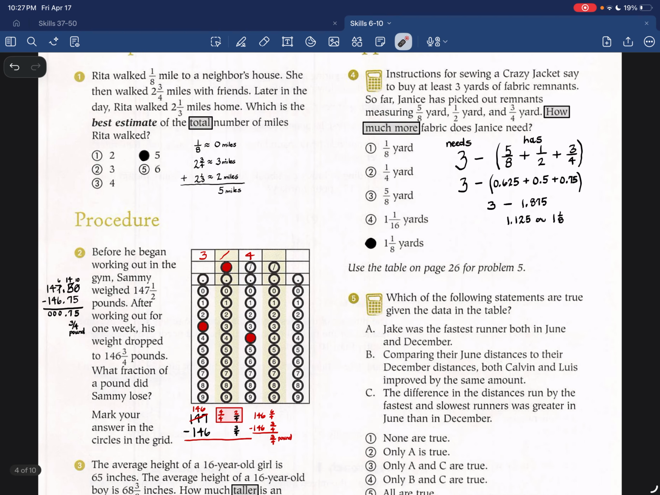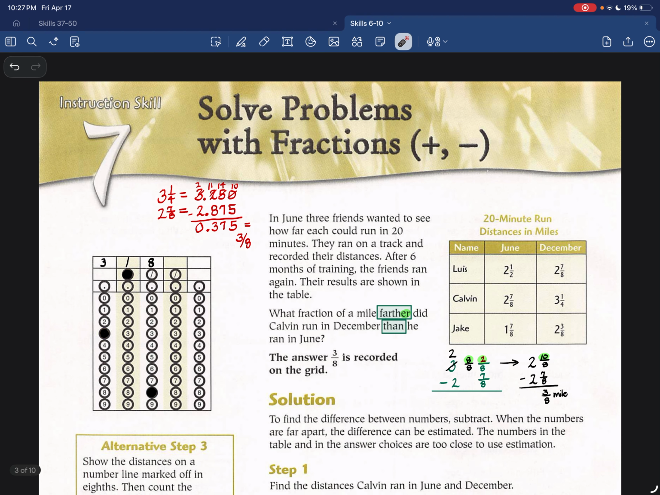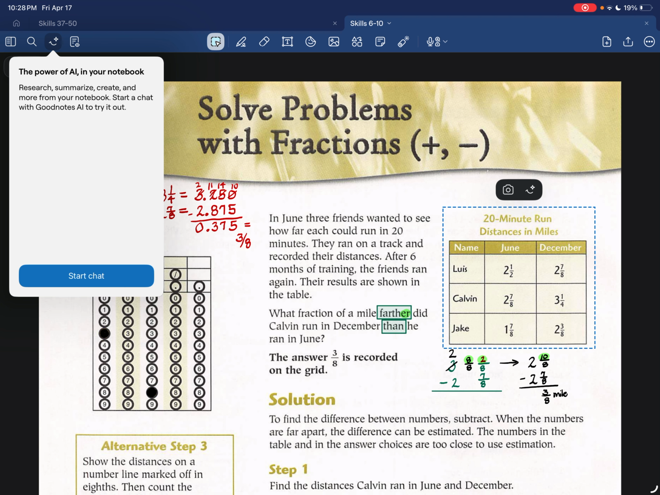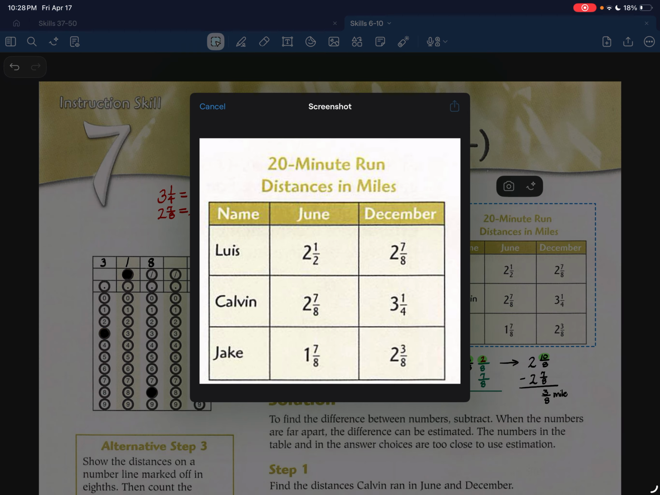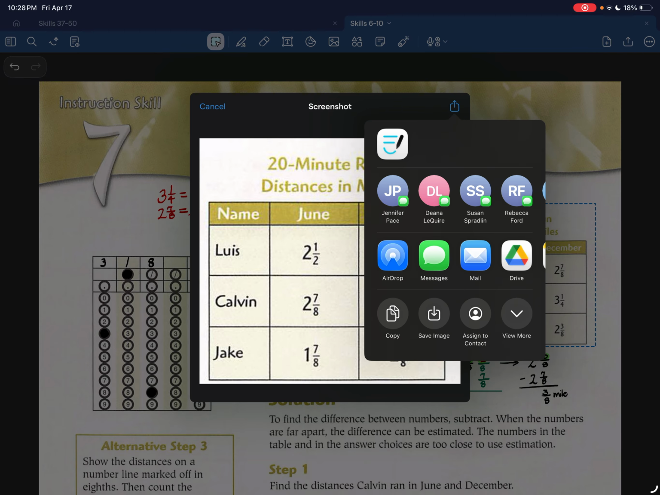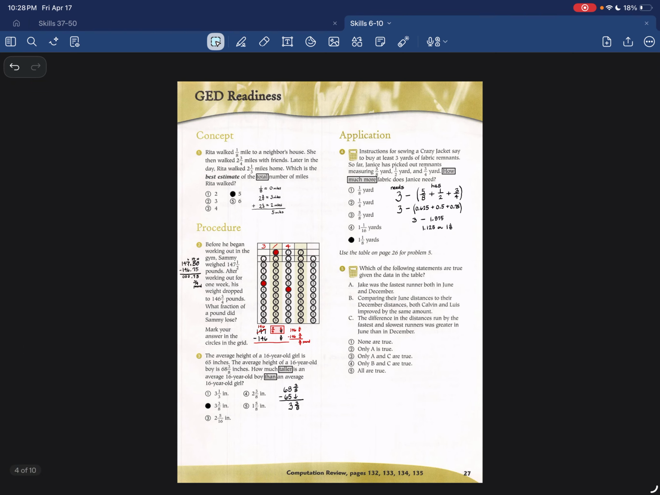It says to use the table on page 26 for problem 5. So let me go back to page 26 and take a quick picture of this table. I do not want to have to keep going back and forth. And that is not what I meant to hit. That wanted to start an AI chat, which we don't want to do. All right, so let's come back over here and paste this chart.